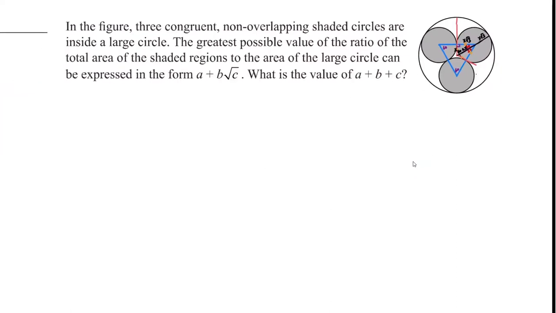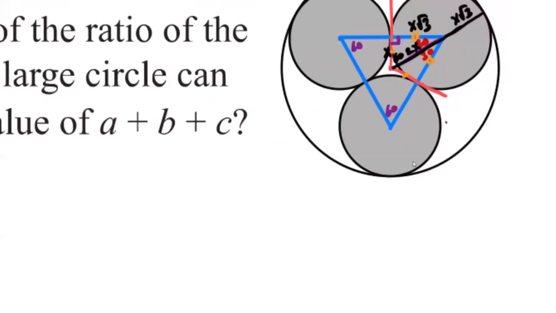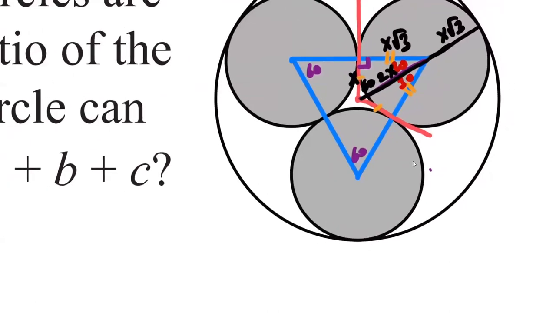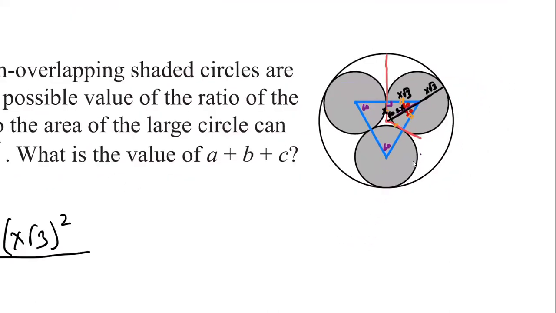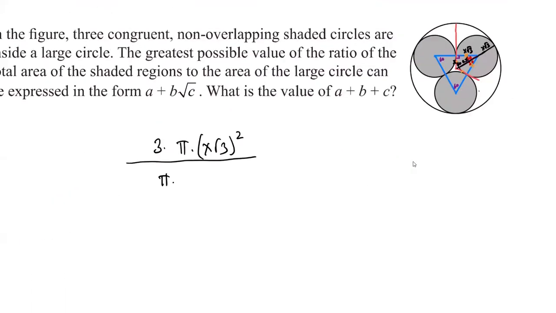So the answer is going to be pi times x root 3 to the second power. That's the area of one of these smaller circles. But we have 3 copies of this. And this is divided by pi times the area of the largest circle. The radius of the largest circle, if you remember, was 2x plus x root 3. So that was the radius of the larger circle, which is why we're going to write that.